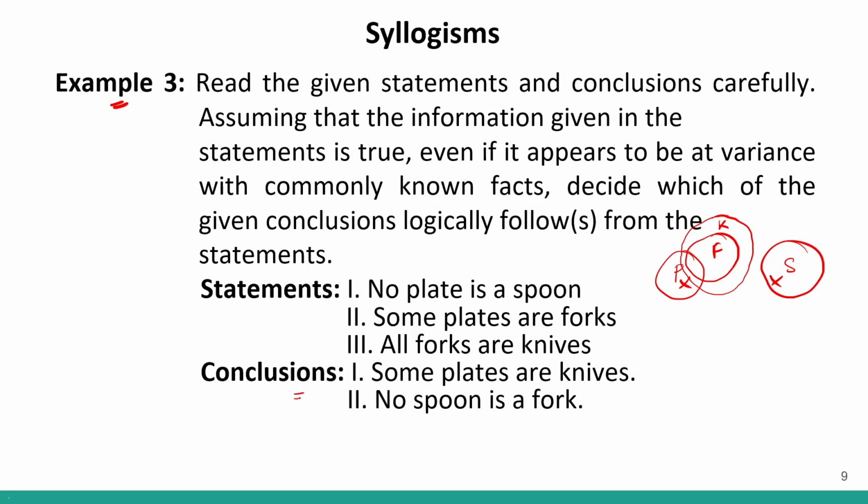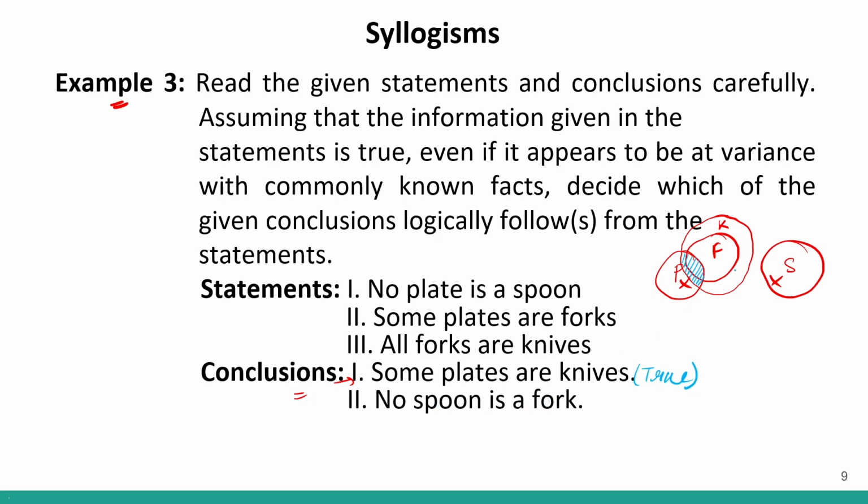Now let us look at the conclusions. Conclusion 1 says some plates are knives. If I look at the Venn diagram, there are certain plates that overlap with knives, correct? Some plates are knives, so therefore this is true.